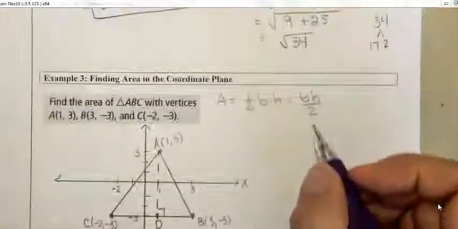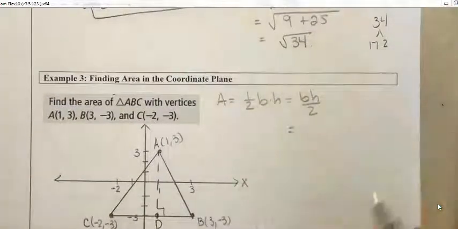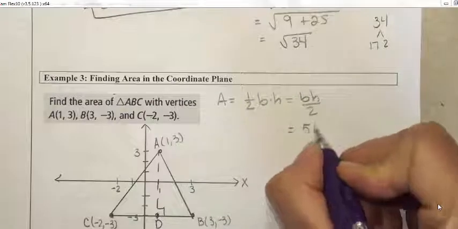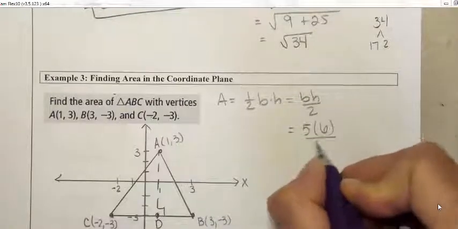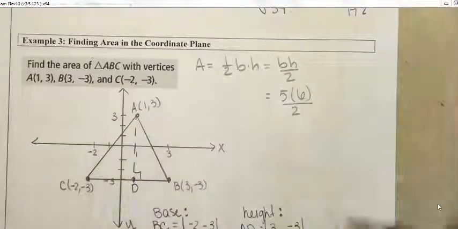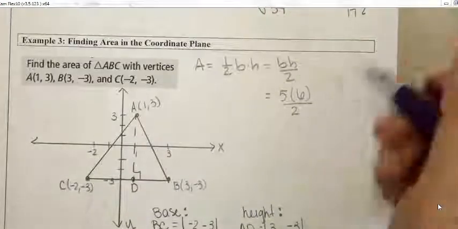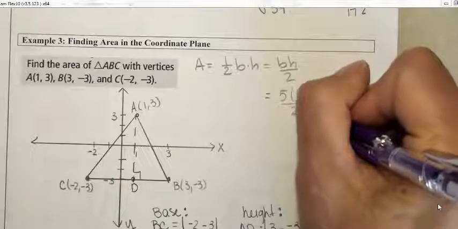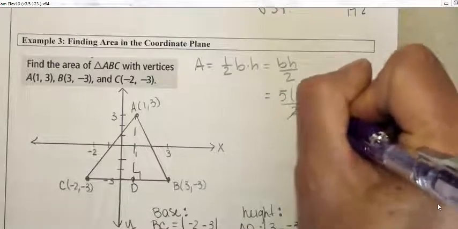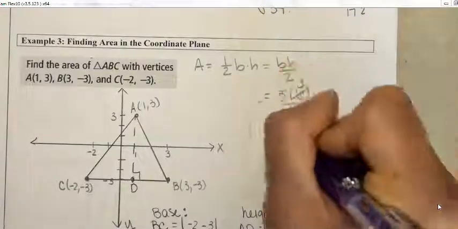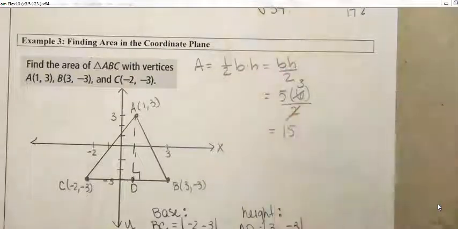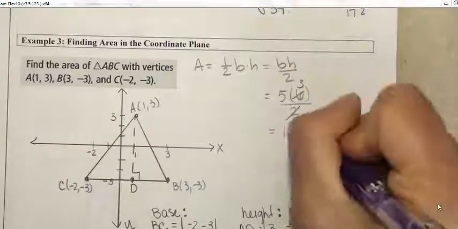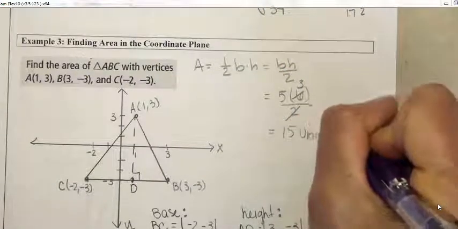So for my area, if I go back up here to this formula, my base was 5, my height was 6, and I'm going to divide by 2. That's just part of the formula. Now I'm going to reduce before I multiply, because it's easier for me to reduce before I multiply. So 2 goes into 6 3 times, and that gives us 15. Now, I don't know the units, so I'll call this units squared or square units.